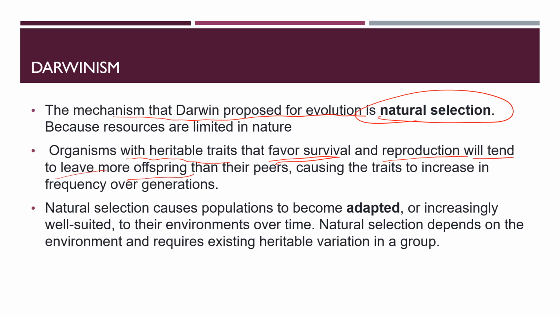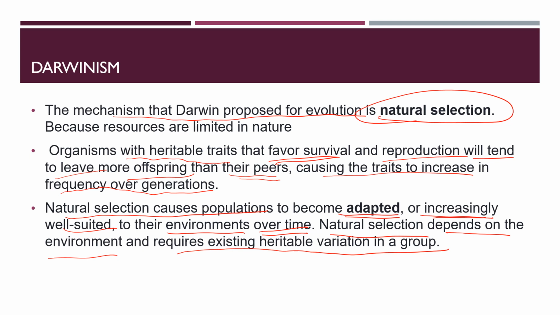So those who are surviving, they will be reproducing and leave more offspring than their peers, causing the traits to increase in frequency over generations. Natural selection causes populations to become more adapted. So they are adapting more to the environment, or becoming increasingly well suited to their environments over time. Now natural selection depends on the environment, and it requires the existing heritable variation in a group.